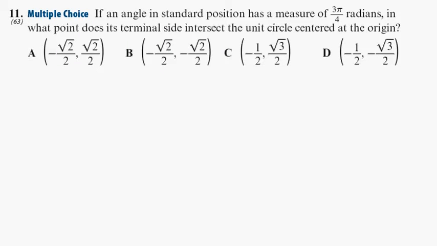Question 11 is asking us to determine which of these coordinates match this angle measure in radians. So let's start out by drawing the coordinate plane, and we know that the measure is 3/4 pi radians. Do you remember that pi radians is this distance? So 3/4 pi is going to be 3/4 of the way.